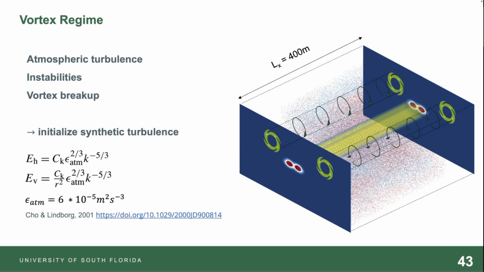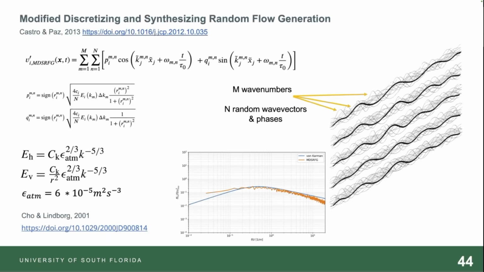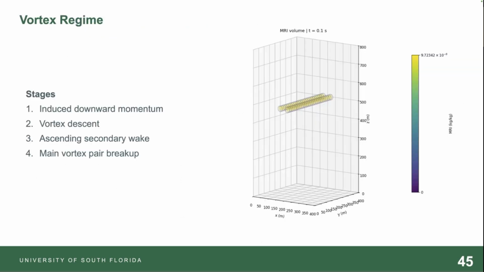We use the MDS RFG method for this. Again, for the sake of time, I do not want to go into detail, but really what this does is we specify a certain turbulence dissipation rate at upper tropospheric levels. And then from that, it reproduces a velocity fluctuation field that we initialize our domain with. And that will lead to the instabilities. So here's a little render of some of the results that we have achieved for the vortex regime.